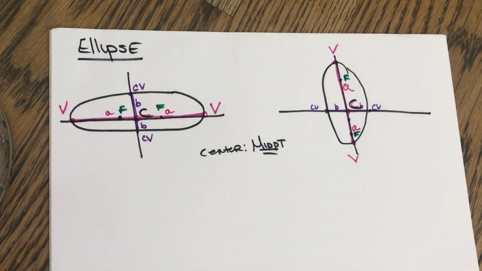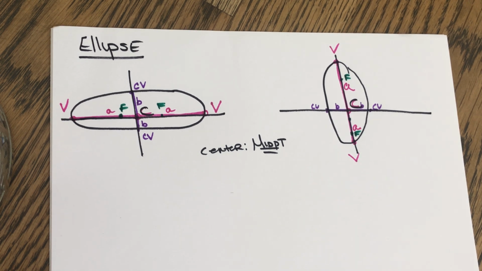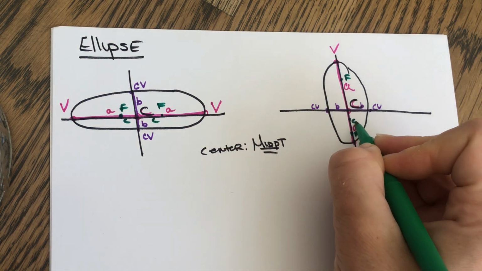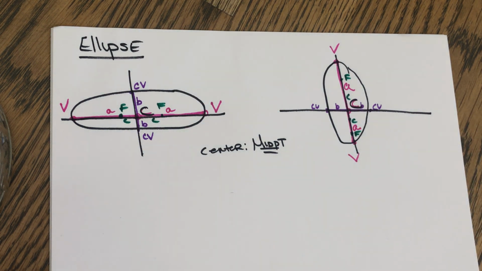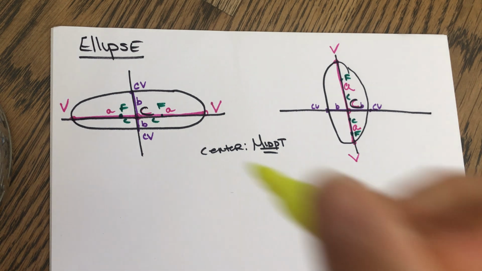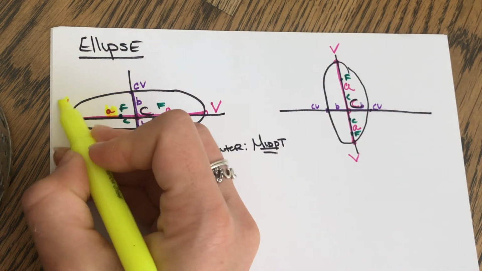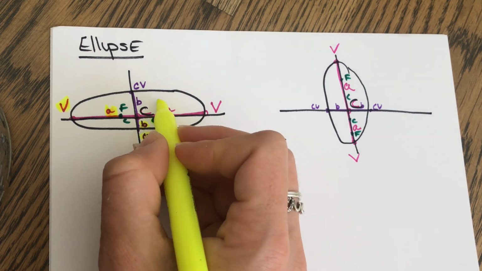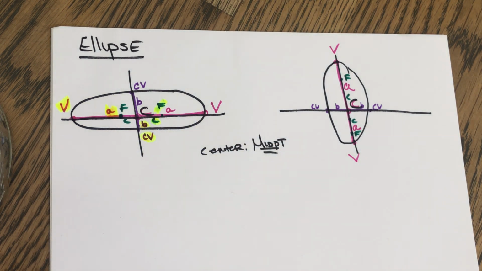All right, so we just reviewed those little things. Remember, A is for vertex, B is for covertex, C is your F, which is your focus. This is your C. Remember, you have an A, B, and C. Don't look at that other C. So A goes with vertex, B with covertex, and the C goes with your focus.